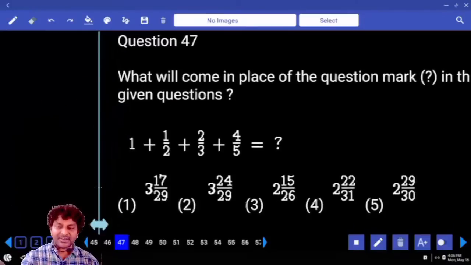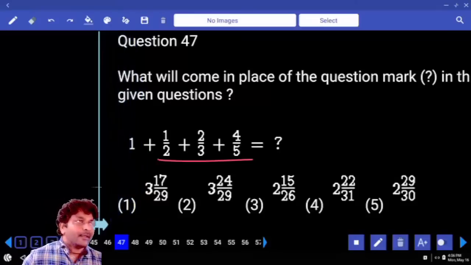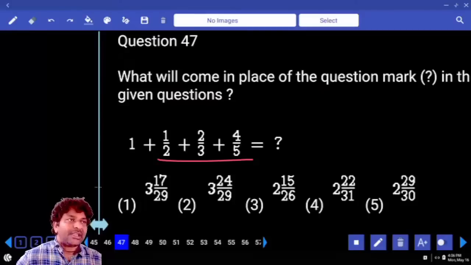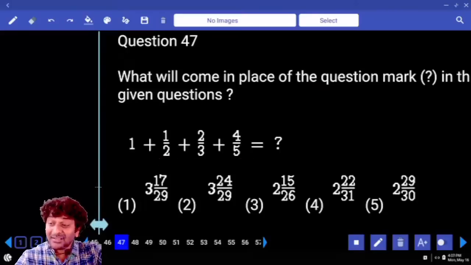So these type of questions, how do we calculate? We'll first consider integers and then fractions, correct? And how many fractions are there? And what are their denominators? 2, 3, 5. All are prime numbers. So for prime numbers, LCM is their product only. 2 into 3 into 5. How much is that?